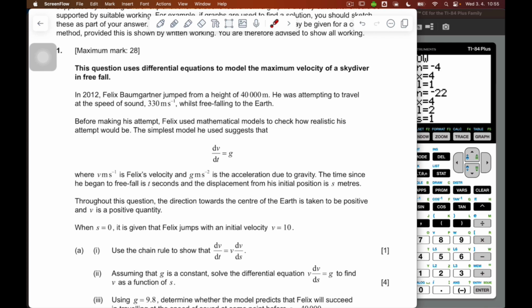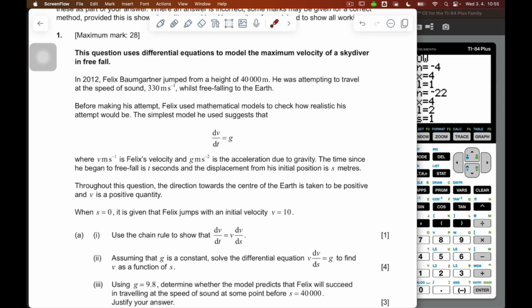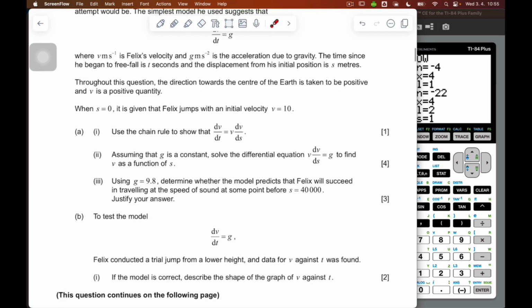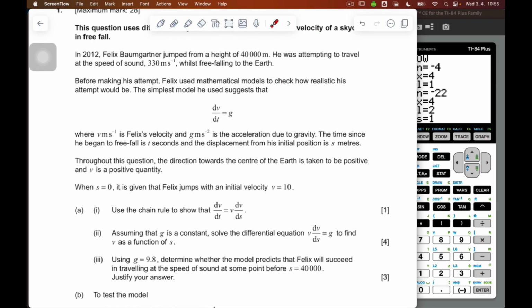Okay, so we were working on this question about Felix Baumgartner, the jumper who skydives from really, really far distances above Earth. You should read through this whole problem from beginning to end as you go. And here is the first equation. I'm going to assume you've already done that.